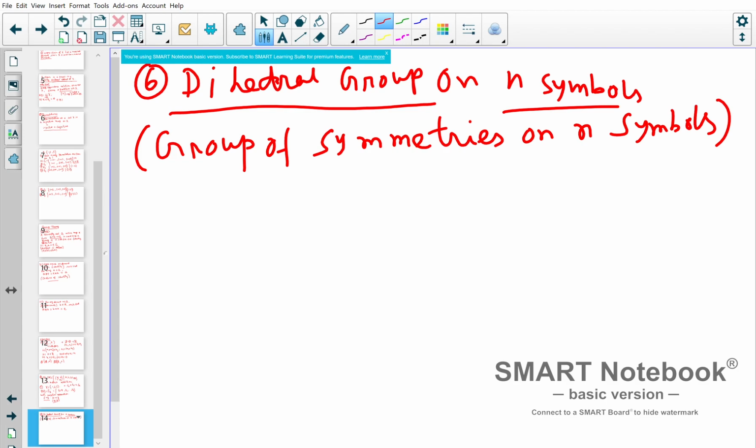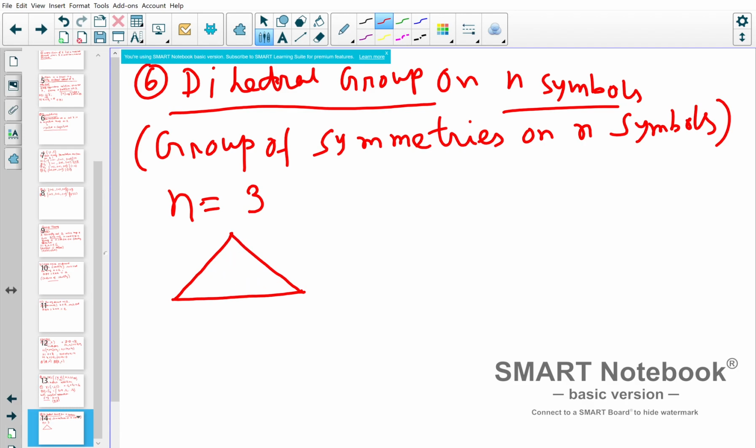Let me start with a proper example. Say n equal to 4, or n equal to 3 also you can do, but let me start with n equal to 3 itself. So n equal to 3 means we have a trigon. A proper trigon is an equilateral triangle, so all the sides are equal and these angles are 60 degrees.